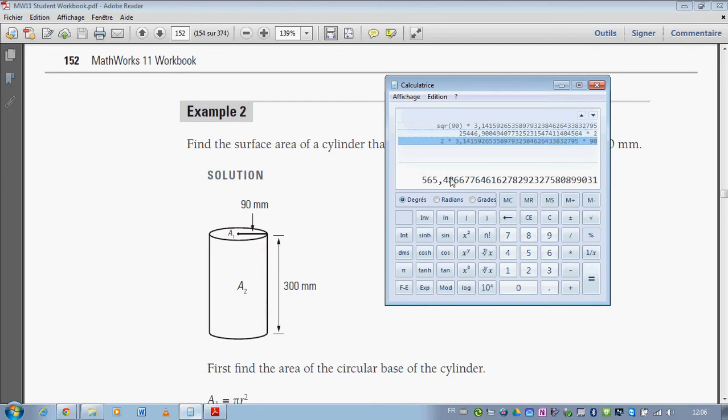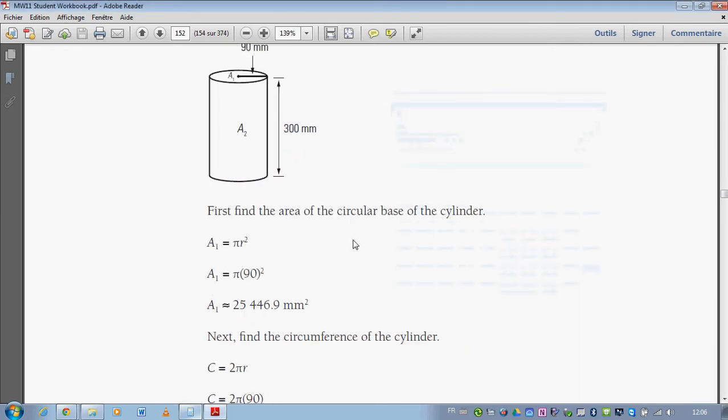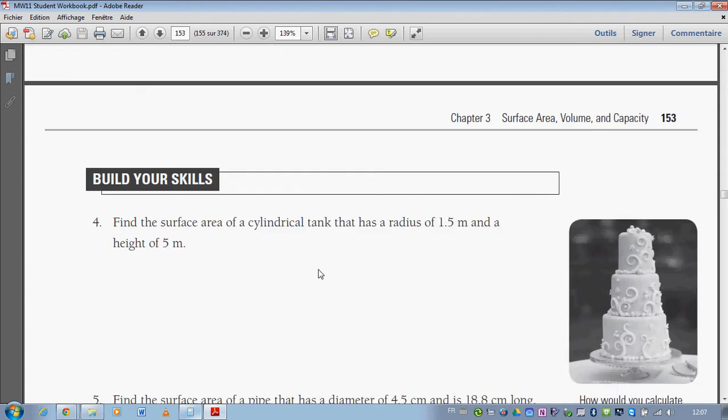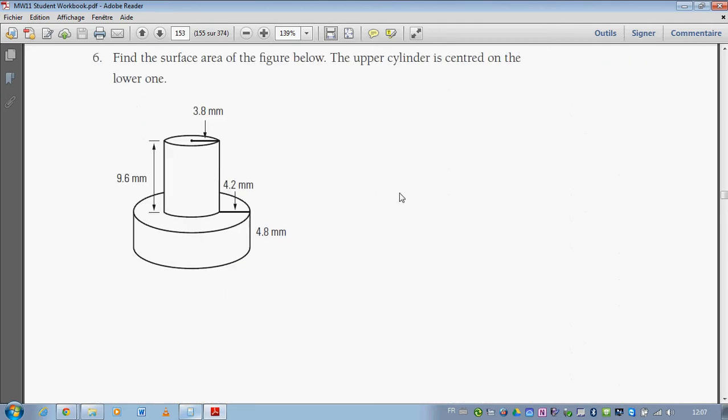That's the width of the rectangle times the height of the rectangle to get the total area of the rectangle. Then don't forget to add your 50,893.8, which was the total surface area of both circles together. That gives us 220,539.8 millimeters squared. At this point, you can pause the video and try the Build Your Skills questions on page 153 of your workbook.